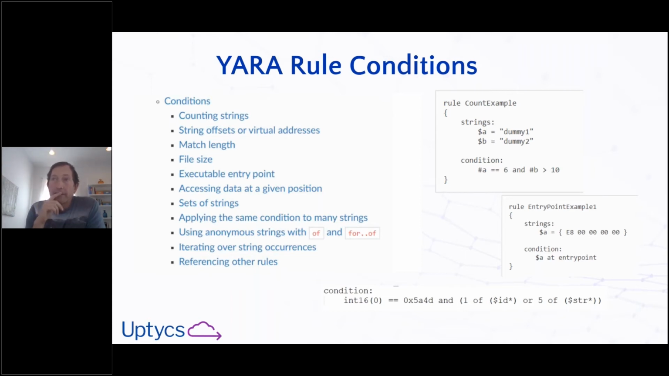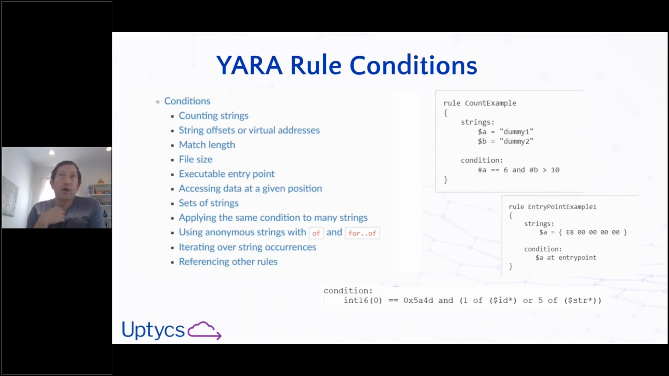And then at the very bottom there, we have an example of a condition where it says you have one of any of the ID strings. So you may have ID1, ID2, ID3, ID4, and then your condition can say I need one of the ID strings and 5 of the STR strings, if you had some, STR1, STR2, and so on. So you can get very complex in your condition.